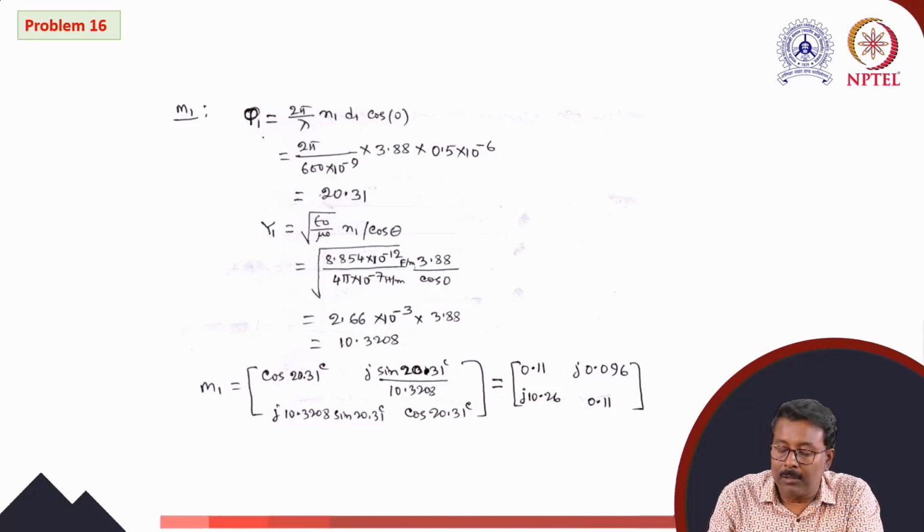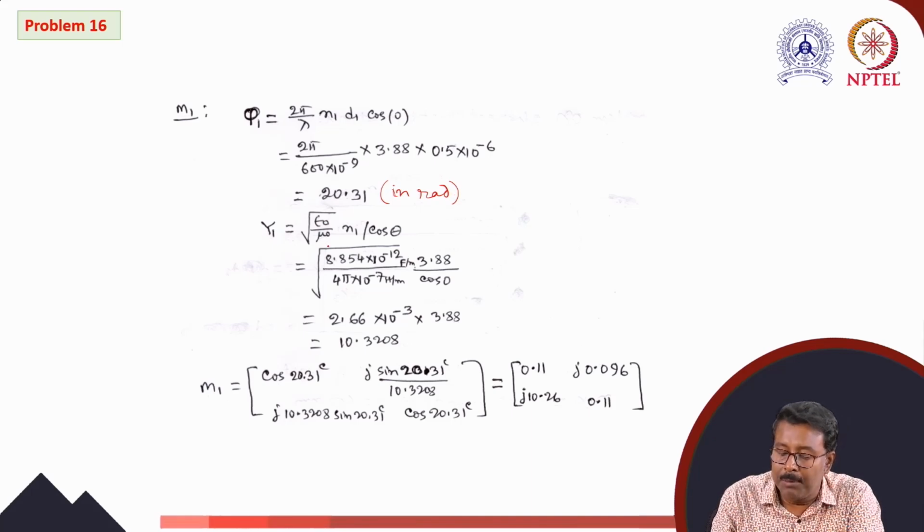So let us first calculate the phi 1. This is twice pi by lambda n1 d1 cos 0. If you put the value 600 nanometer, n1 is 3.88 is given, and d1 is 0.5 micron, 0.5 into 10 to the power minus 6, and cos 0 is 1. So this becomes 20.31, but this is in radian. In radian, be careful in calculation. This is not in degree, it is radian.